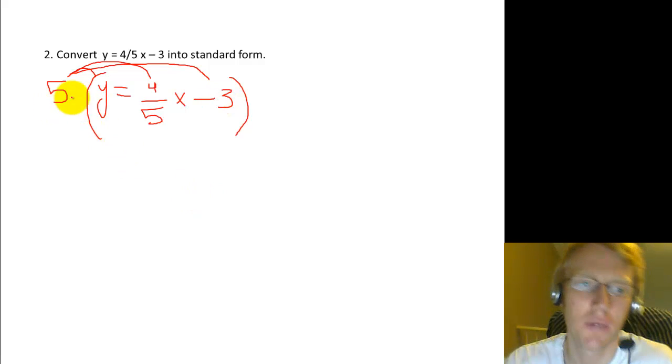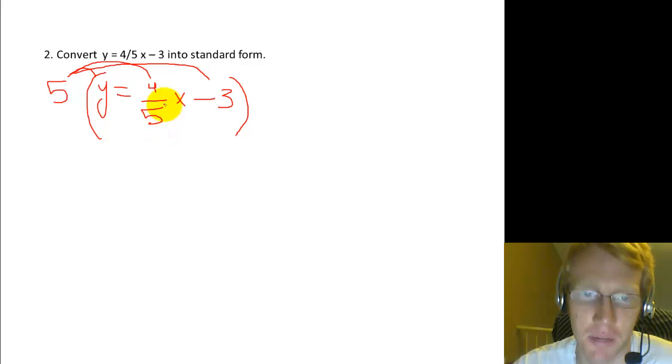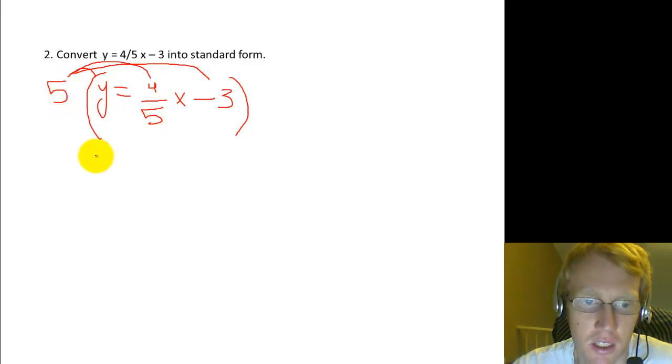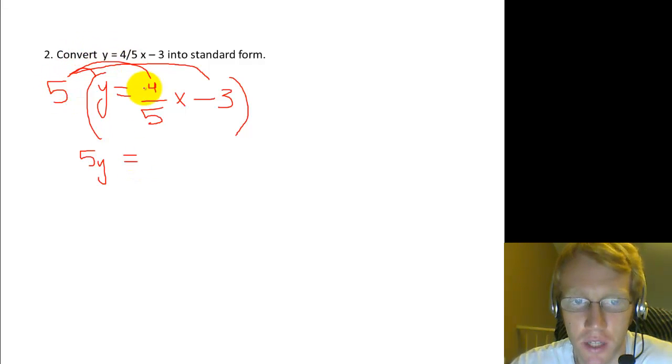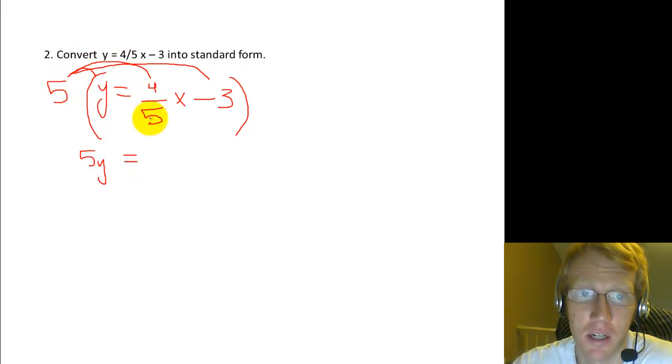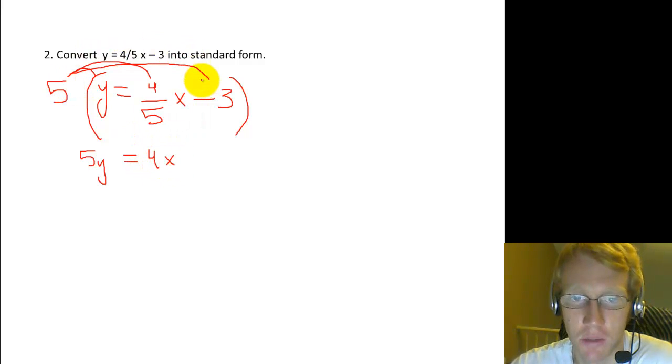Okay, so we're distributing the 5 into all three pieces to eliminate this fraction in the bottom. The first piece is going to be 5y. The second piece, the 5 that we distribute in is going to cancel out the 5 that's in the bottom, leaving us with just a 4x. And the 5 distributes into the negative 3, giving us negative 15.